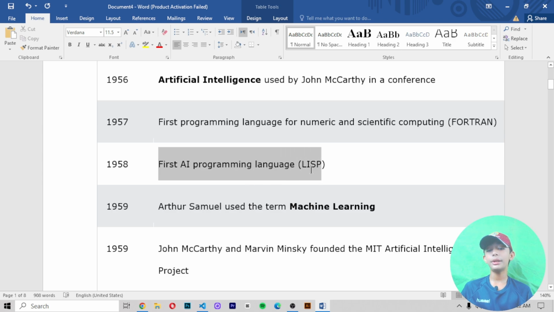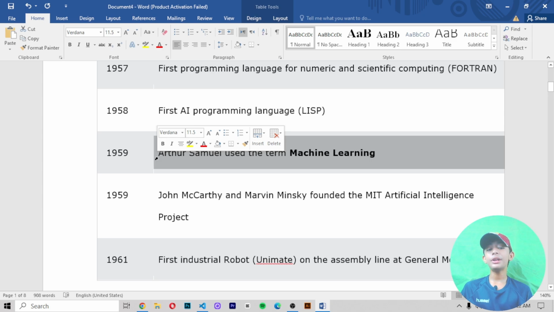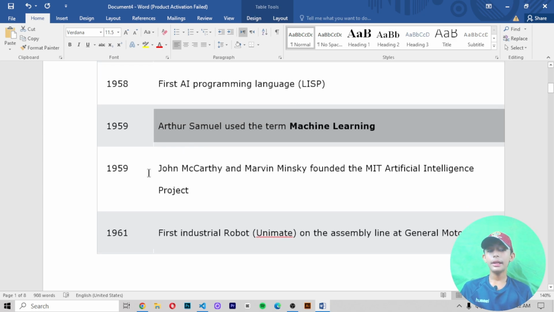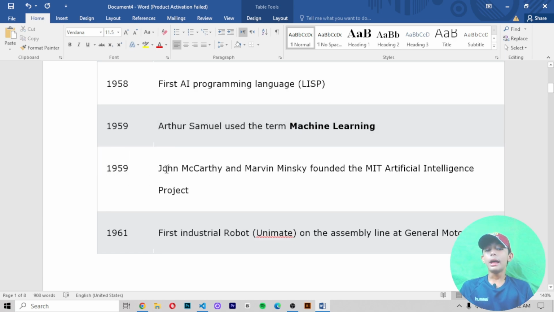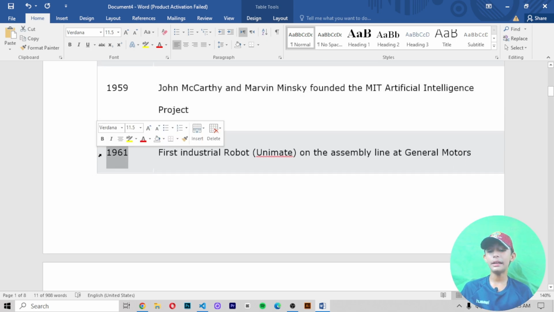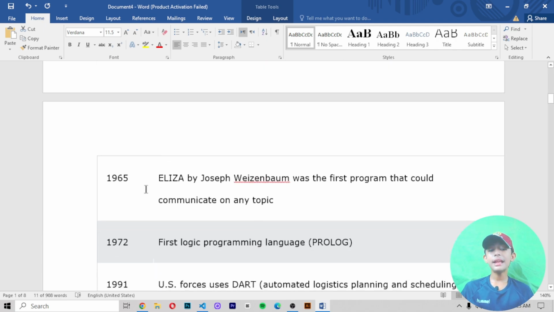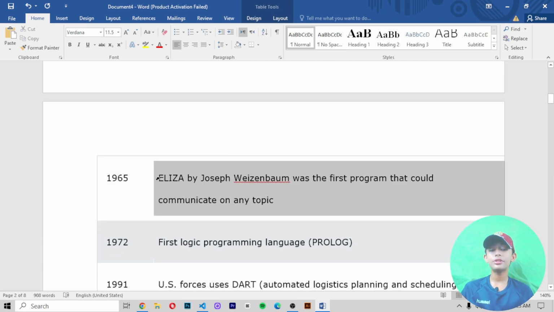1958, the first AI programming language, Lisp. 1959, Arthur Samuel used the term machine learning. Also in 1959, John McCarthy and Marvin Minsky founded the MIT Artificial Intelligence Project. In 1961, the first industrial robot Unimate was on the assembly line at General Motors. In 1965, ELIZA by Joseph Weizenbaum was the first program that could communicate on any topic.